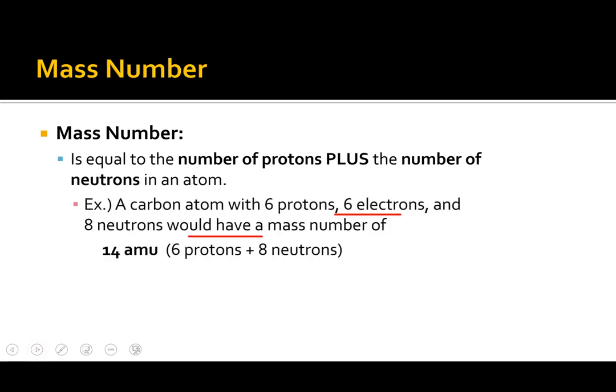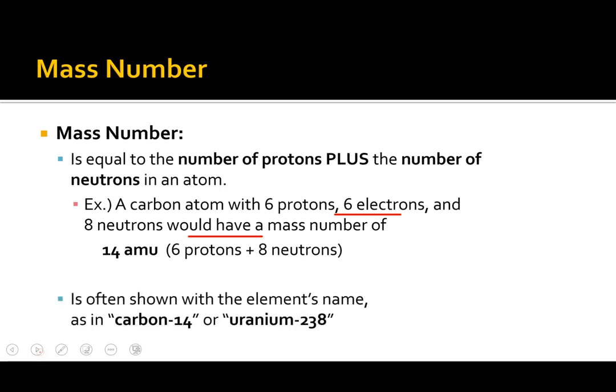So, for example, here, a carbon atom that has 6 protons, 6 electrons, and 8 neutrons would have a mass number of, well, add those two things together. We've got 14 total protons and neutrons. 6 protons, 8 neutrons gives us a total of 14 particles with mass. And so we would say that that carbon atom has a mass of 14 AMUs, or a mass number of 14 AMUs.